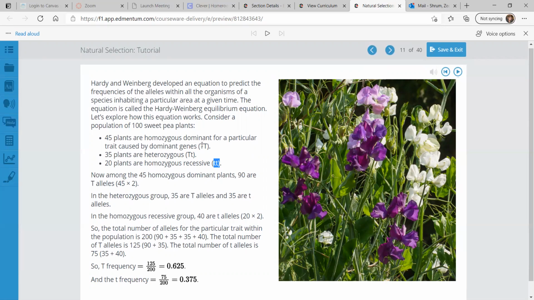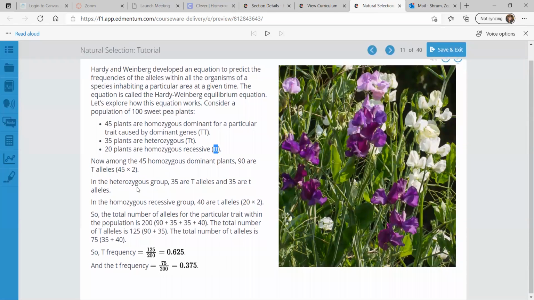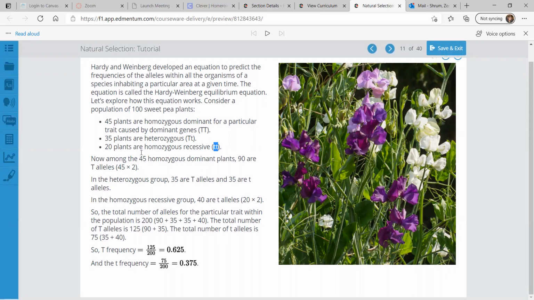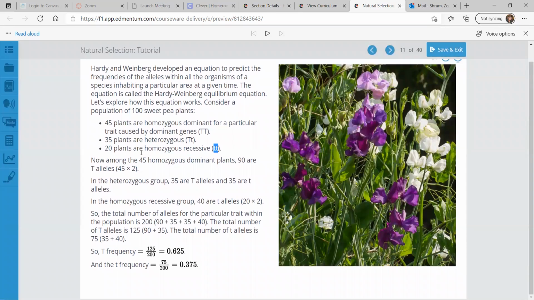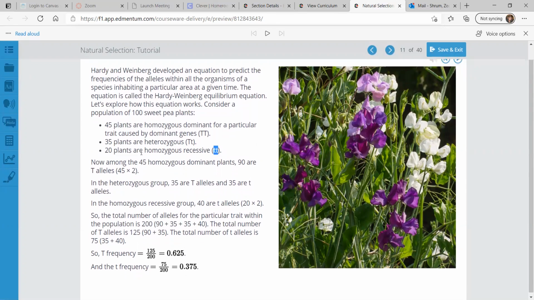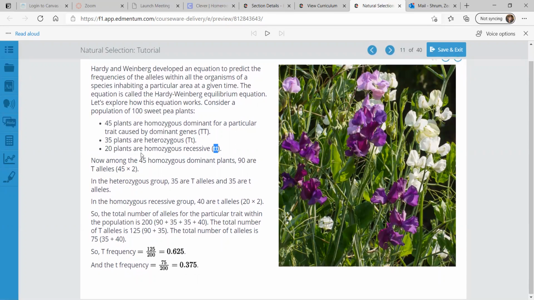So these have homozygous dominant, both are dominant. Heterozygous is one dominant, one recessive. Homozygous recessive is both recessive. So now among the 45 homozygous dominant plants, 90 are T alleles. So 45 times 2. In the heterozygous group, 35 are capital T alleles and 35 are recessive alleles.